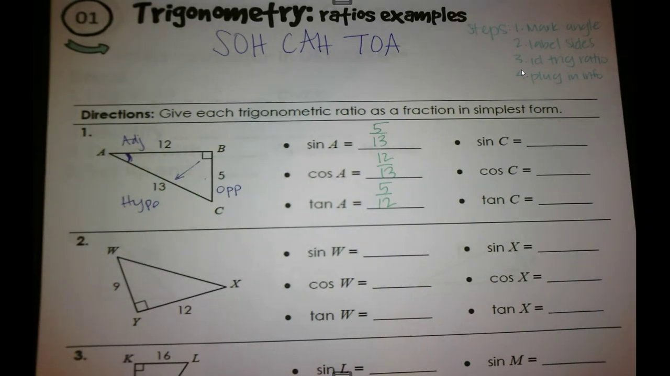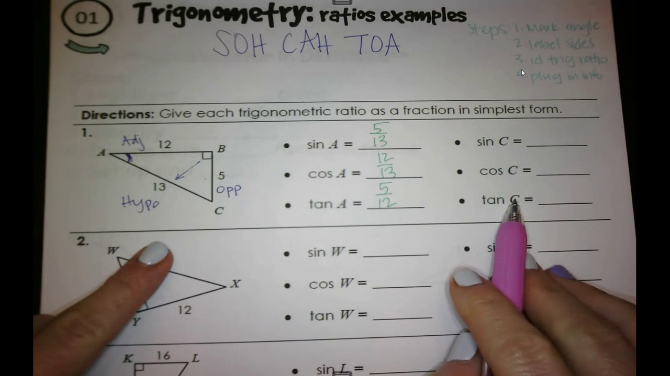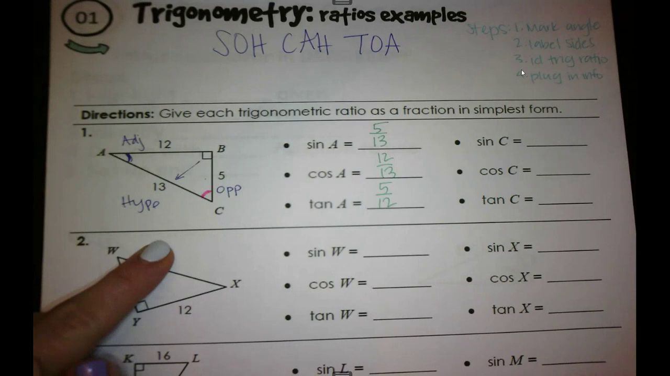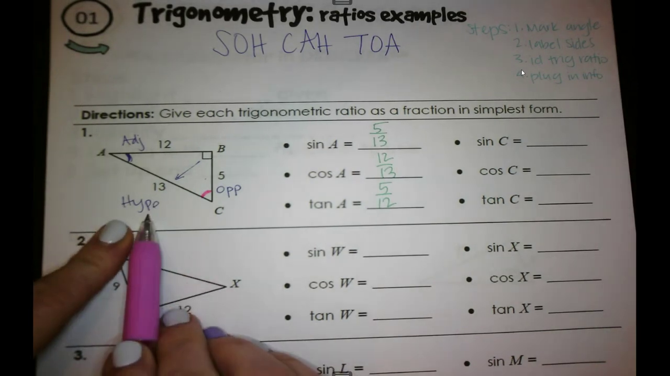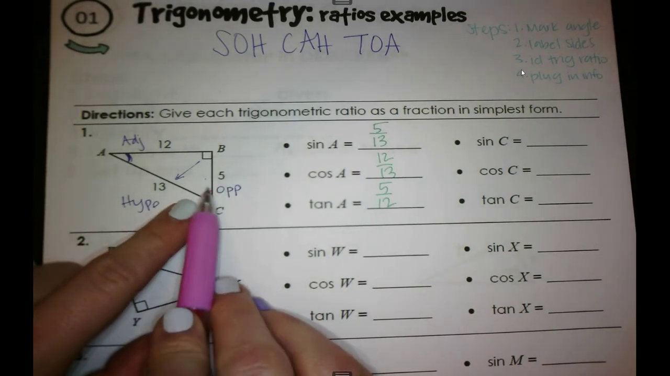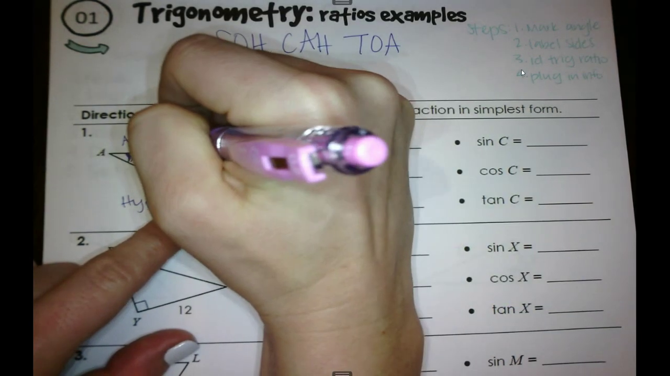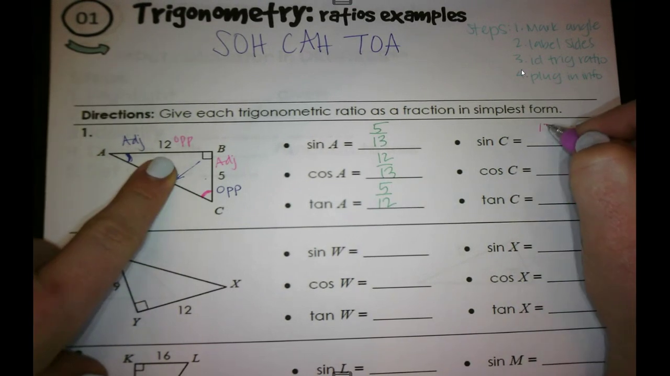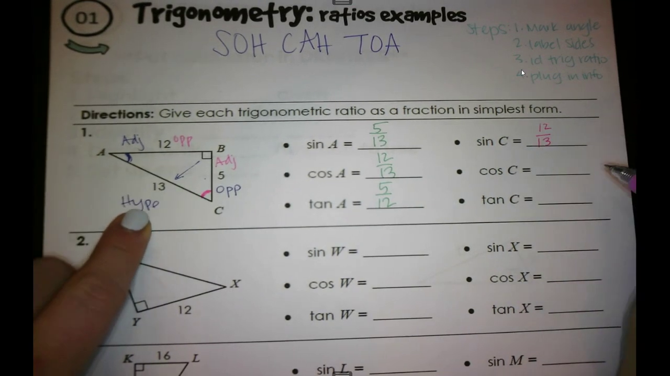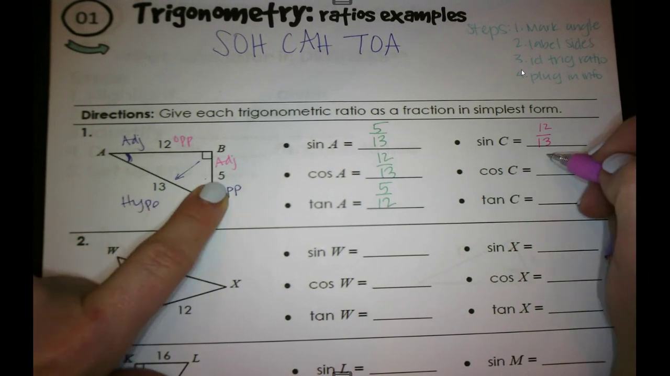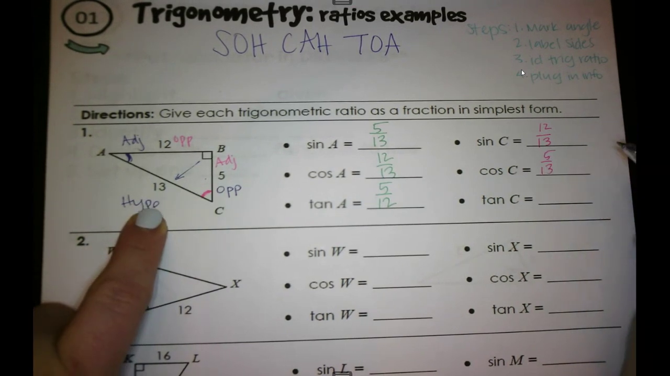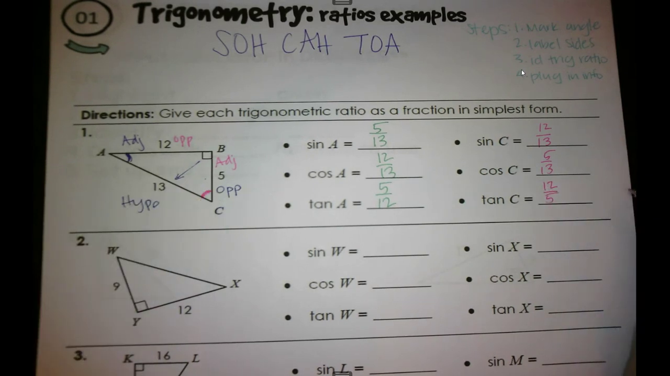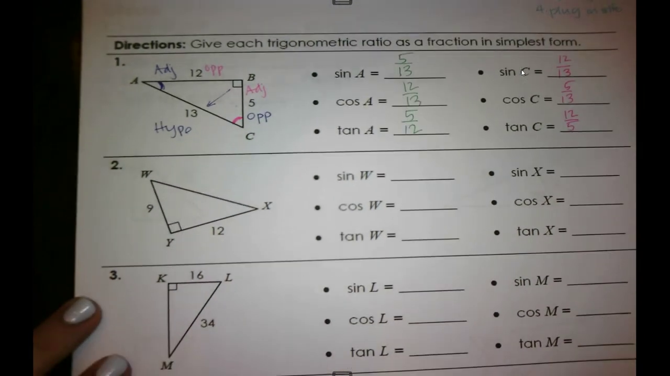Okay, that's all we're going to be doing for now. So we're looking at angle C for these. So mark the angle that you're talking about. Label your sides. This is always going to be our hypotenuse, but this is going to change because now this is the one next to it. So this is our adjacent. That means that one is our opposite. So sine is opposite over hypotenuse. Cosine is adjacent over hypotenuse. Tangent is opposite over adjacent. That's it. That's all we're doing.